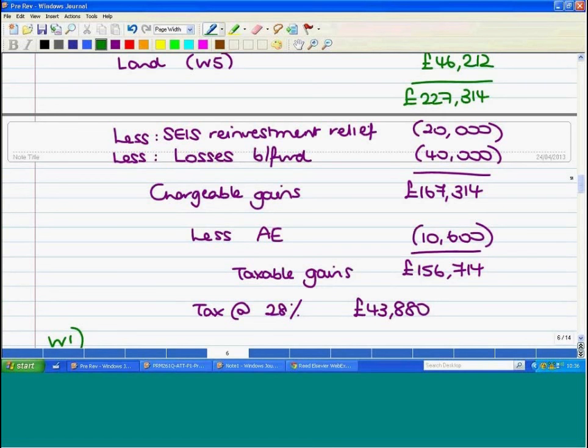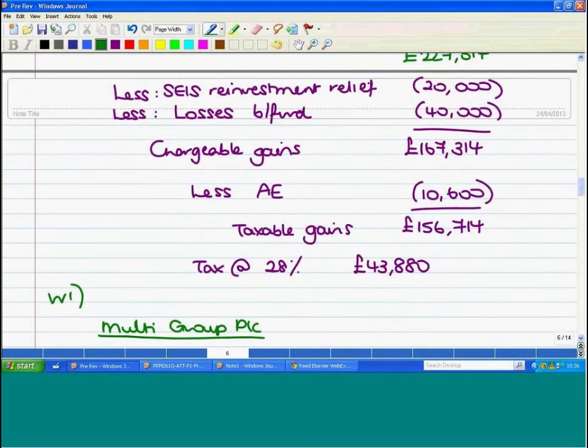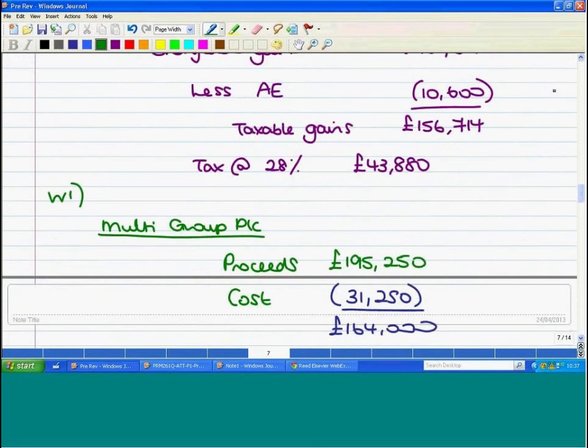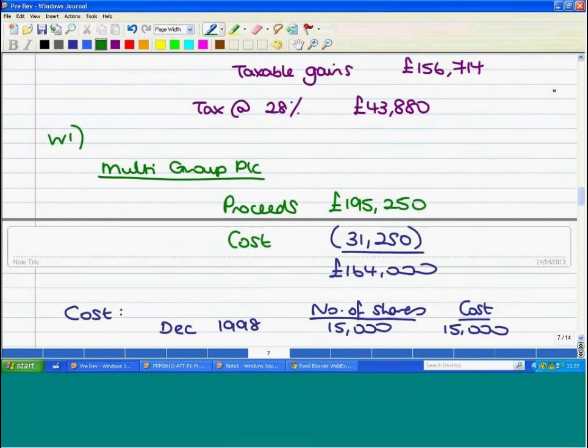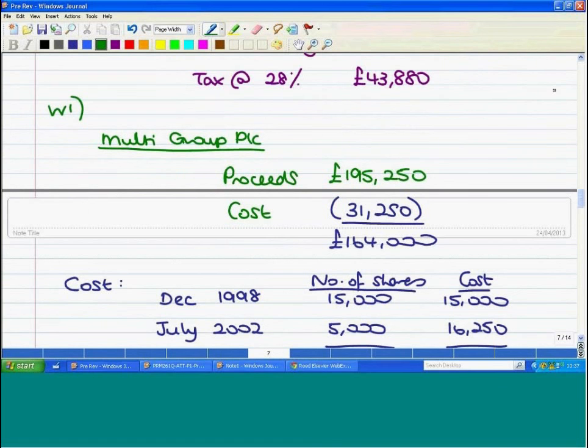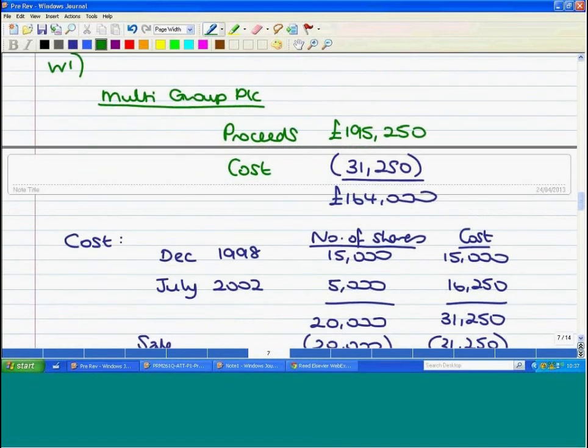So often, the easy marks are right at the end. You just need to make sure you've got some numbers in there to get that far to actually show that you know how to tax. So if we just go through each of the assets one by one, the first thing I had workings for was the Multi-Group PLC shares. Now, in order for me to calculate my costs, I needed to draw up my Section 104 pool.